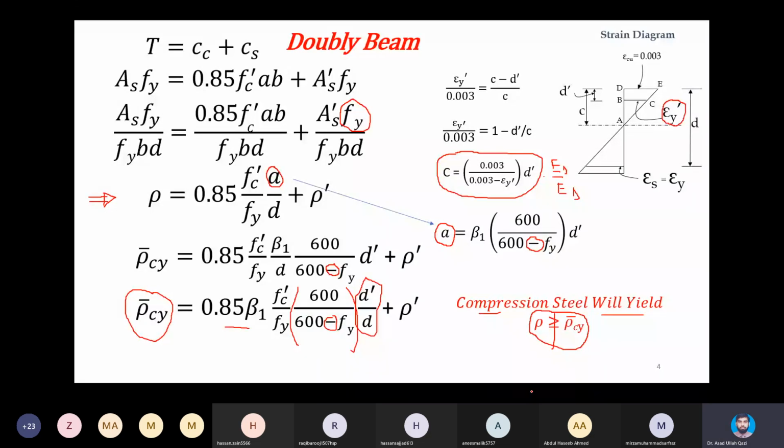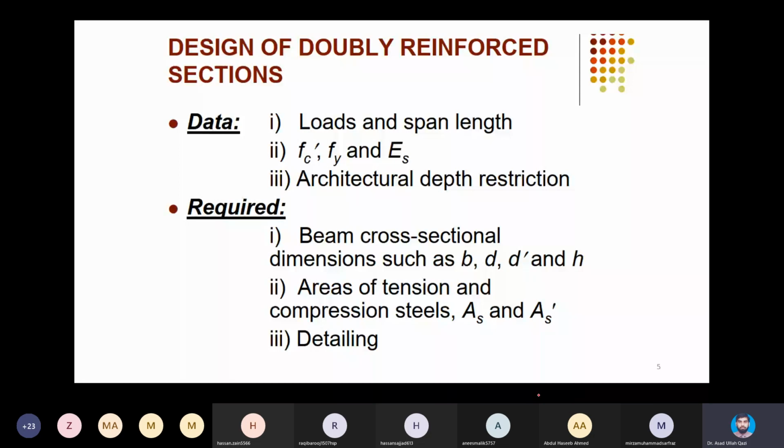So now for classification of your doubly beams, you have three equations with you: rho max, rho balanced, and rho Cy. I suggest that for the problem which I solved in the recorded video, the case 2 doubly beam analysis, where I gave you a cross section 300 by 300 with 4 number 25 bars on the tension side and 2 number 19 bars on the compression side, concrete grade 20 and steel grade 300, you perform the classification of that beam. Calculate rho, rho Cy and rho balanced, and then classify without going into detailed analysis whether it is a case 1 or case 2 doubly beam, and whether it is a tension controlled or transition controlled doubly beam. So now you have the required assessment tools with you, which are the different rho equations.